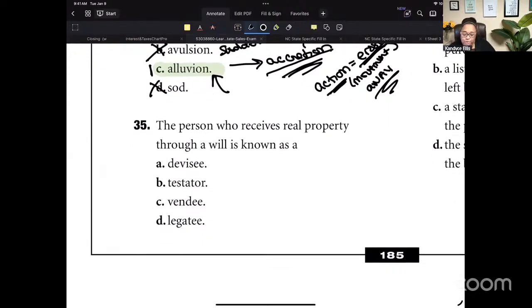All right, number 35. The person who receives real property through a will is known as a what?